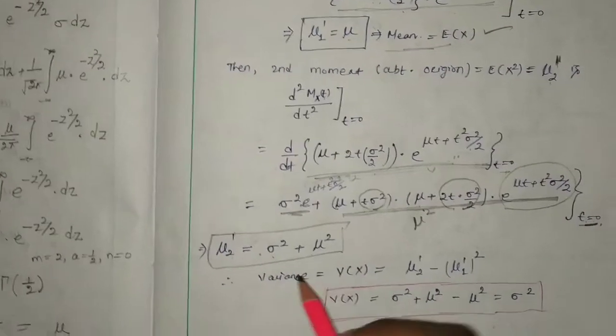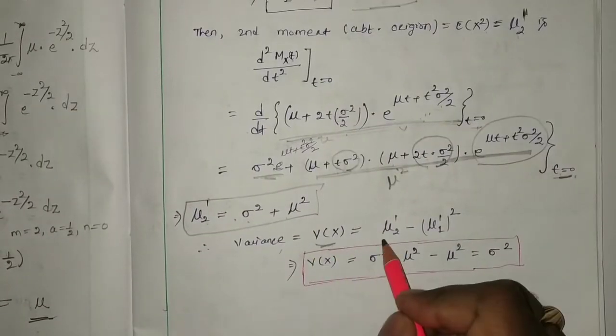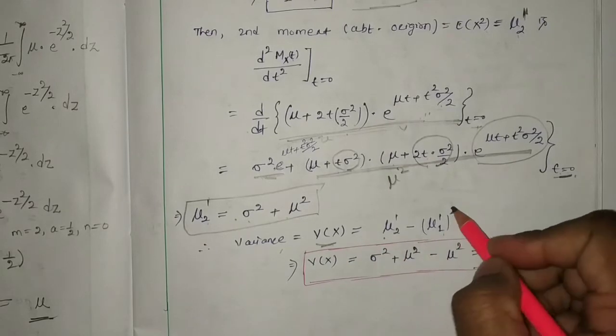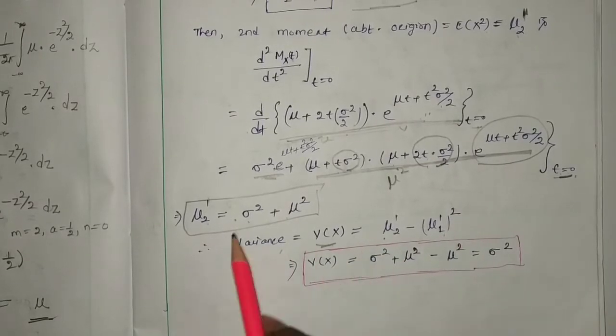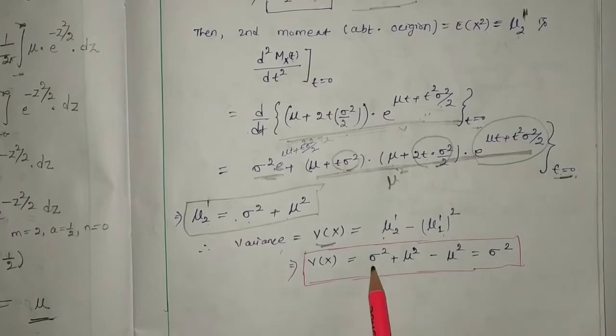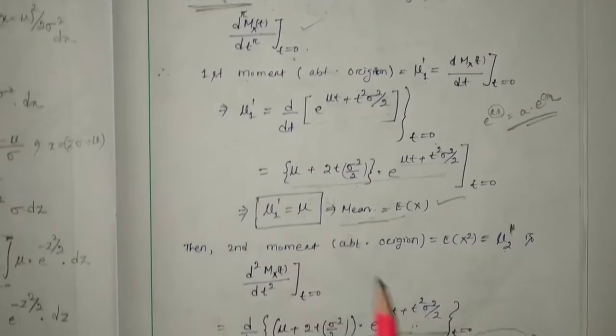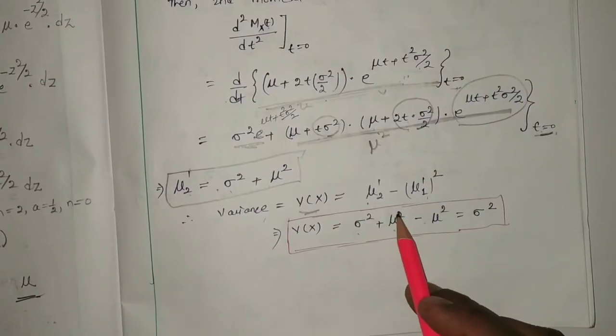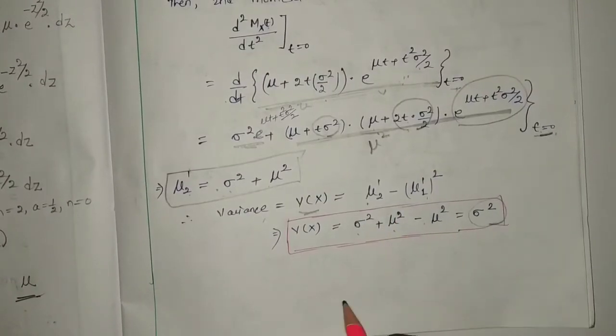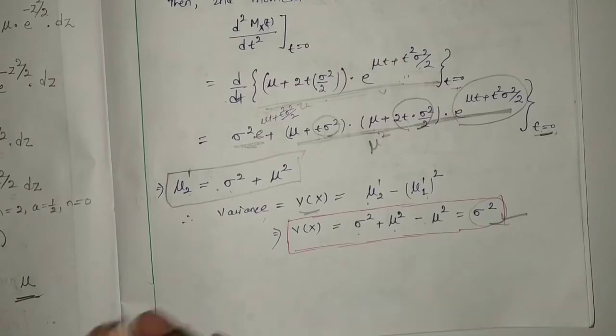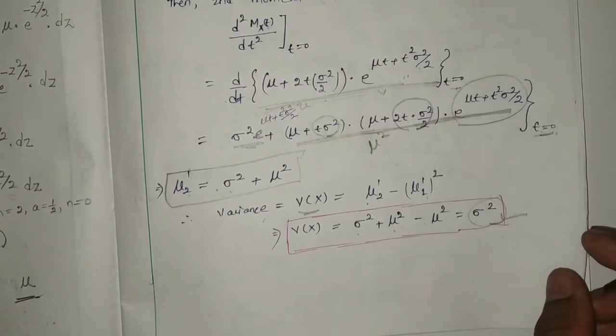So variance we know, V(x) is nothing but the second moment minus the first moment whole square. So here you can see that we got the second moment sigma square plus mu square, minus the first moment we found, mu. Its square will be mu square. So mu square got cancelled and we got sigma square, which is nothing but the variance of your normal distribution.